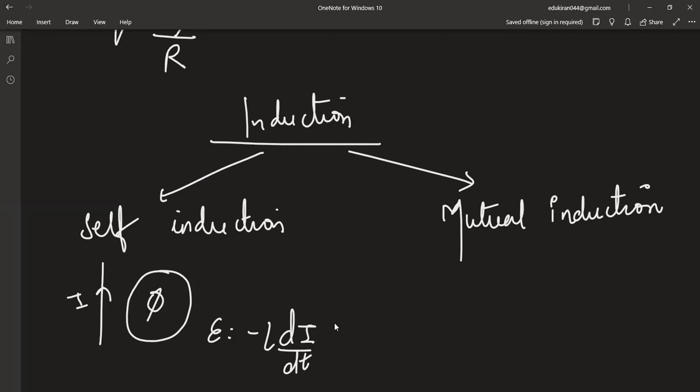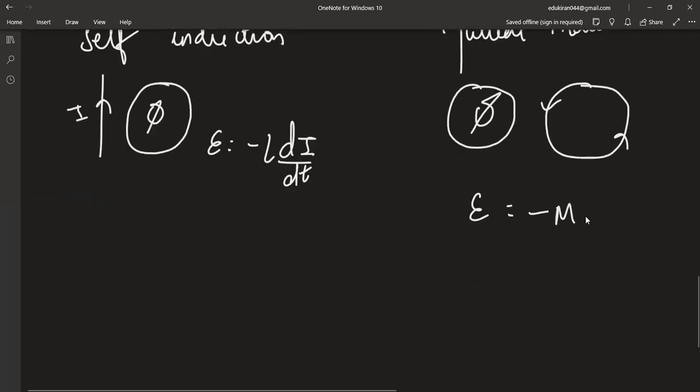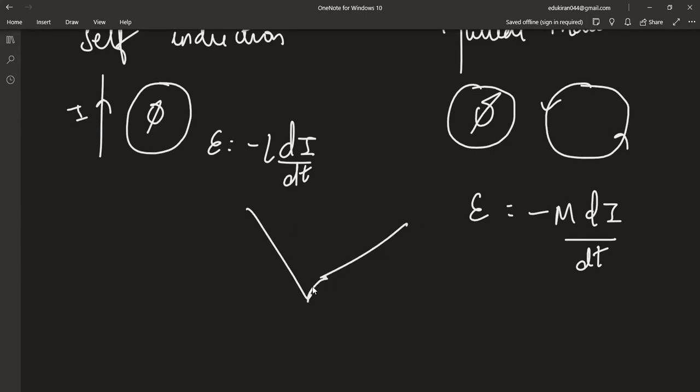In mutual induction, it's the phenomenon of production of EMF in one coil when the current in the neighboring coil changes. Suppose in this coil, if the current is changing, then mutual induction is being produced. The formula remains the same. It's just that you have the coefficient, which is different. E is equal to minus M di over dt. All these things we have discussed. One more thing, both have the same SI unit, that is Henry. And 1 Henry is equal to 1 Weber per ampere.